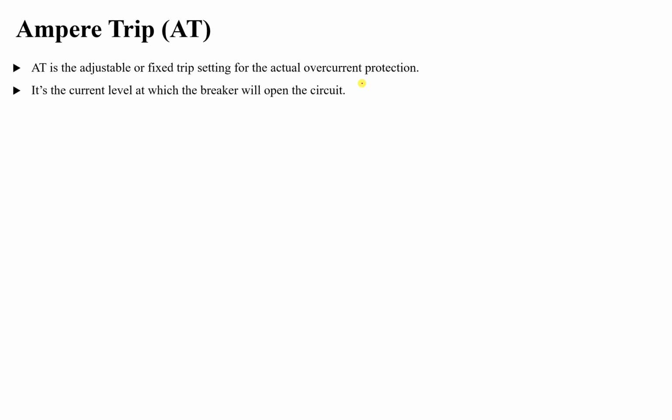The next one which we would like to discuss is ampere trip. Remember that 63 amperes or 80 amperes, this is the trip current. This is simply ampere trip, called ampere trip 80. This is adjustable, which we can change based on what we are gonna see in the next slides, or it can be fixed for the actual overcurrent protection. So this is the value of current at which the breaker will start to open the circuit after a certain amount of time, dependent on the increase in current beyond this value.